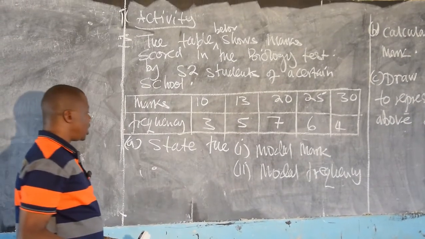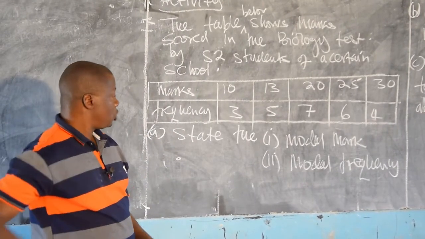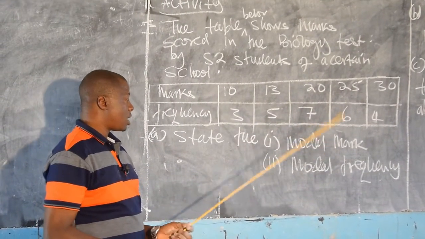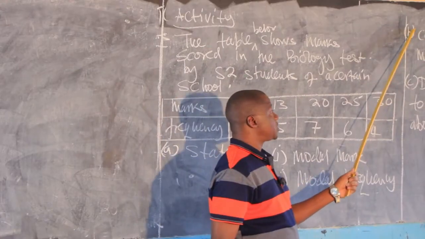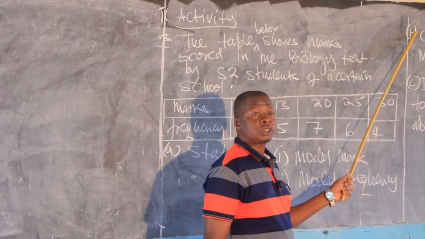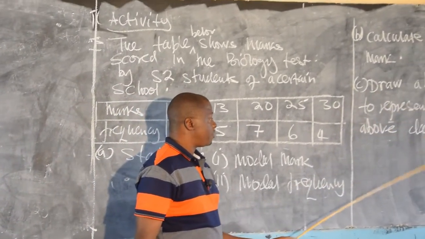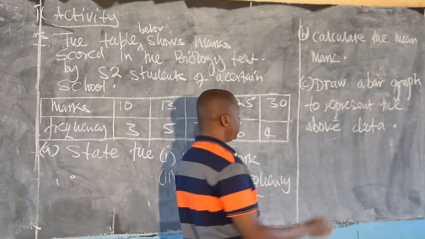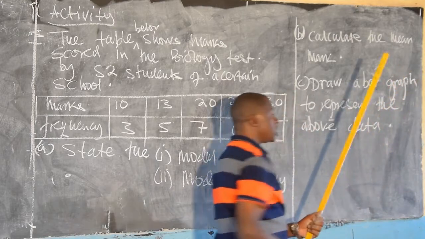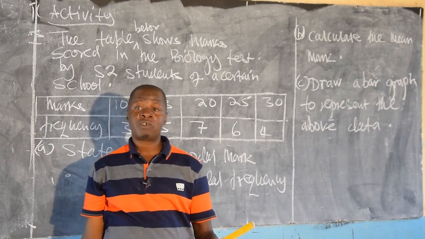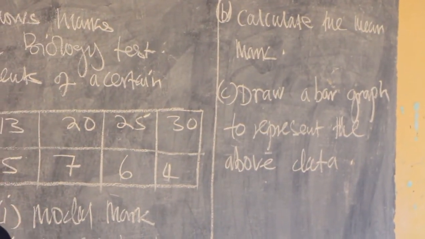Our question, part A, state the modal mark, the modal frequency. Part B, calculate the mean mark. Part C, draw a bar graph to represent the given data. I want you to utilize the given example to answer this question. Now, I want to give more questions.